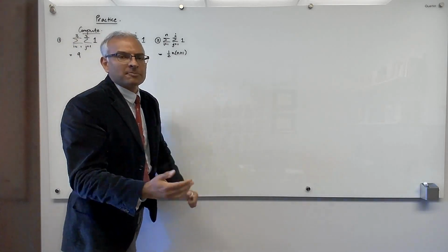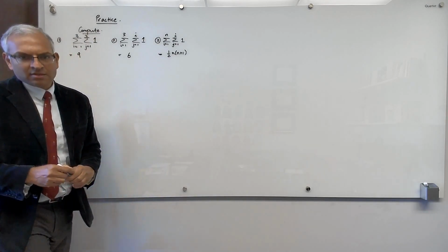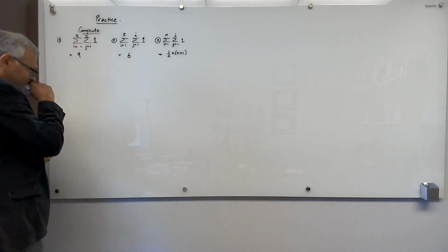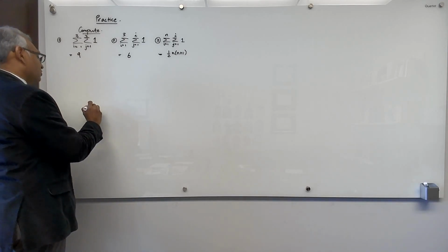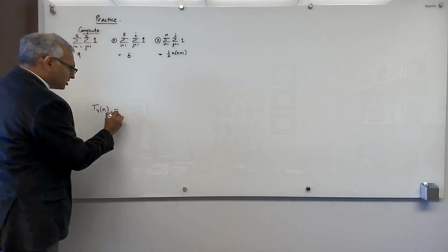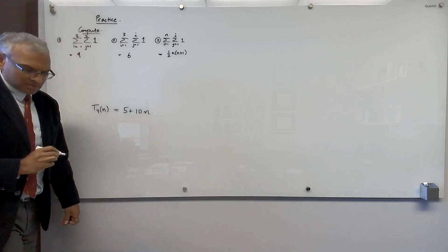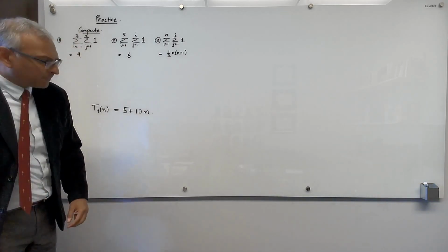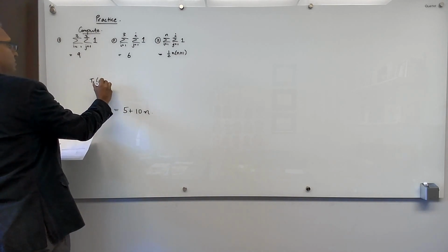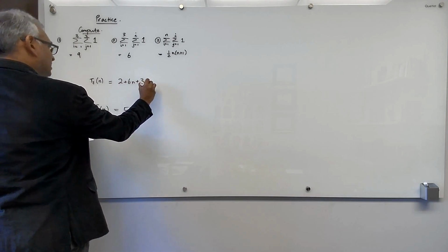In the meanwhile, let's wrap up our discussion of sums by summarizing what we know so far. We've computed two sums. T4 of n, which is the running time of algorithm 4, is equal to 5 plus 10n. Now, with some effort, we computed T2 of n, which is equal to 2 plus 6n plus 3n squared.